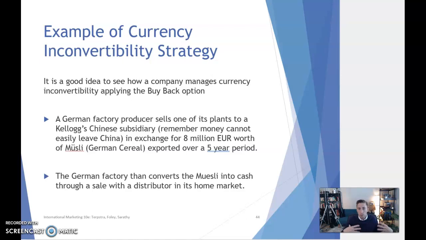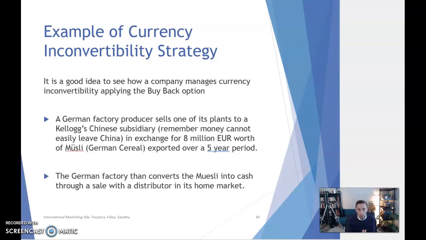So they make the factory, sell it to Kellogg in China, and in exchange, because Kellogg wants to keep the money in yen, not using their dollars, they will exchange 8 million euros. Let's say it's an $8 million factory. They can exchange 8 million euros worth of muesli, the German word for cereal or oats that they produce. They produce the cereal in China, and we get that $8 million over the course of 5 years production. So we get a percentage of the production, valued at $8 million today.